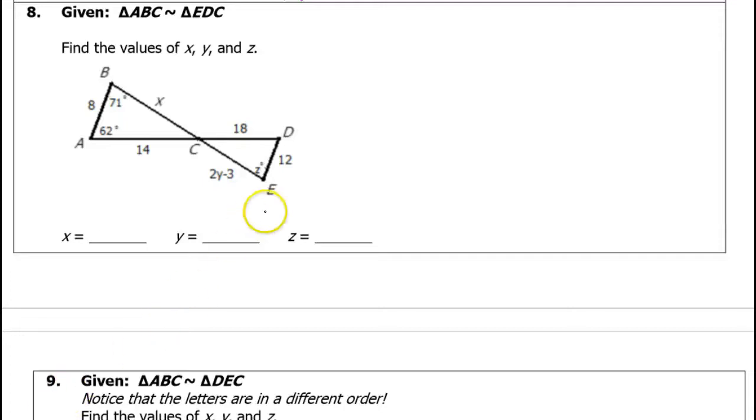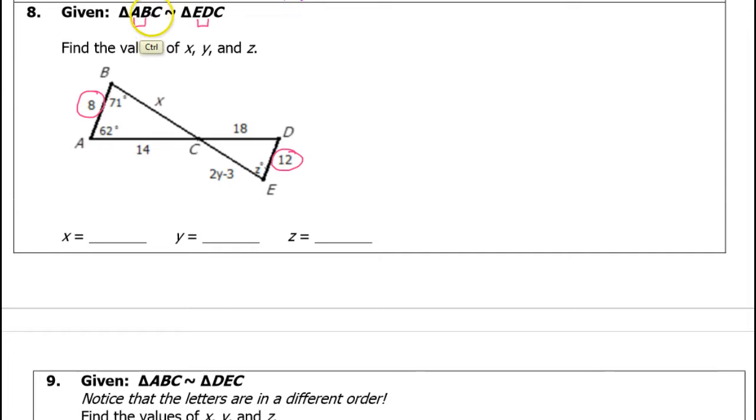In this video, we will continue to practice using the properties of similar triangles to find unknown angles and sides. In this case, x, y, and z. So we are given a similarity statement, which is nice because that way I know that side AB and side ED are corresponding sides just because of the order of the letters in the similarity statement. So here is side AB and here is side ED. Those are corresponding.